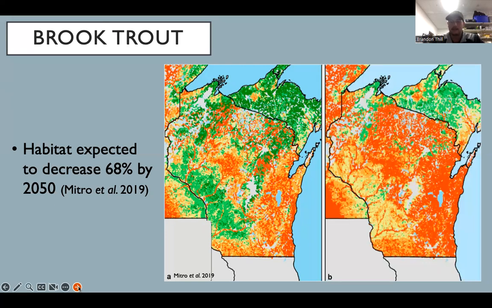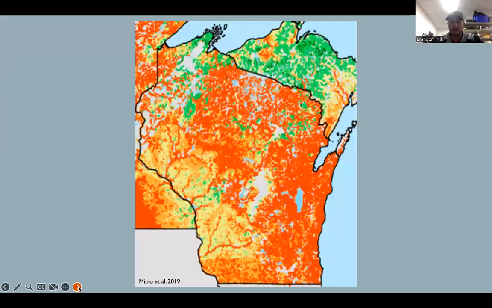Now I want to draw your attention to this map on the right, and more specifically this area within that purple box. And there's the city of La Crosse for reference. So the question becomes, why is this green spot here? What allows these streams in this area to remain healthy and suitable for brook trout when now surrounded by all of this red and yellow and orange?